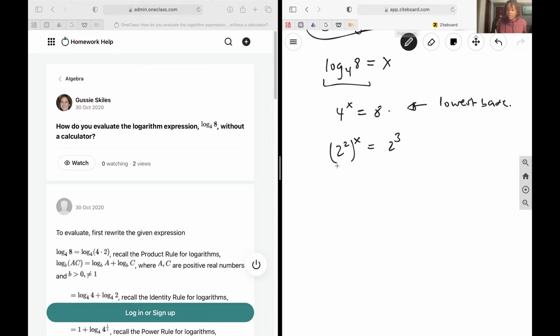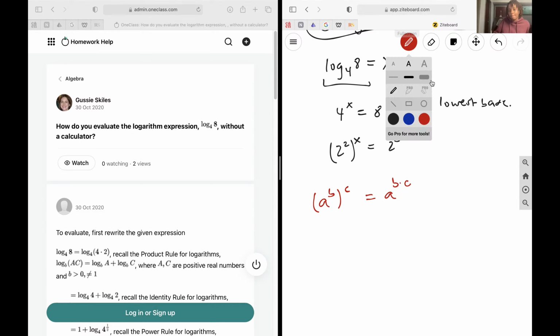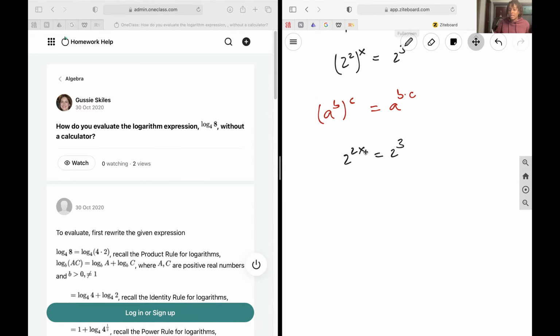Now I can already tell that if I want 2x, I'm going to apply an exponent rule here, and that just states that a to the power of b all to the power of c is equal to a to the power of b by c. And so when I apply that, I get 2 to the power of 2x is equal to 2 to the power of 3. And then I can just deal with their exponents here. And so that means 2x is equal to 3. Isolate for x. And I get x is equal to 3 over 2. And that's going to be your final answer here.